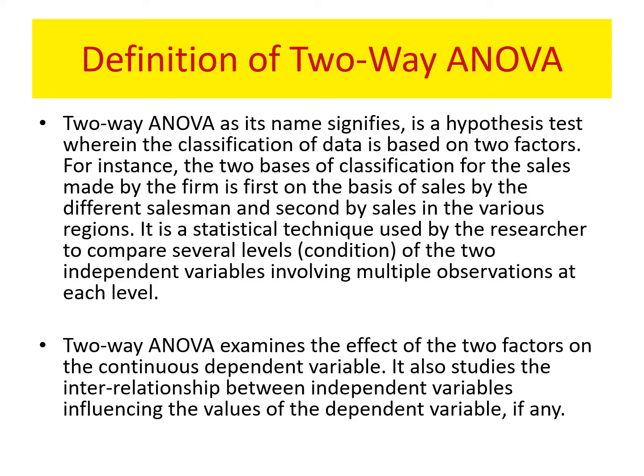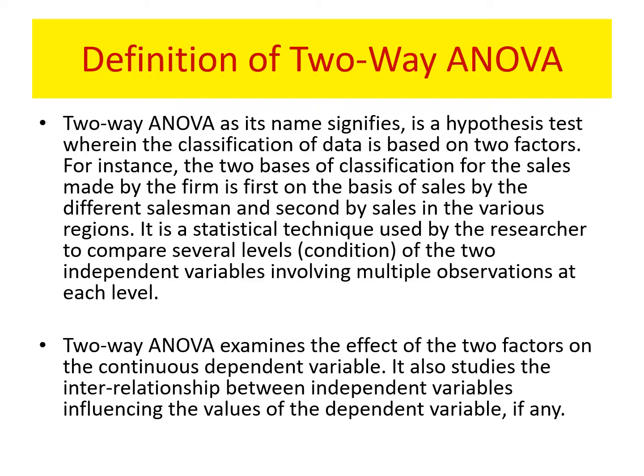So there are two conditions. What are the two conditions? Is sales influenced by the salesman's strategy or salesman's ability, or is sales influenced by the location, which is regional? So in this case, it involves already two independent factors, and so you make use of two-way ANOVA.